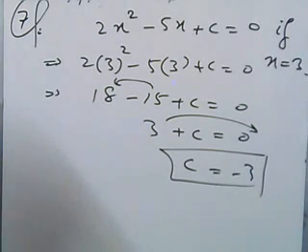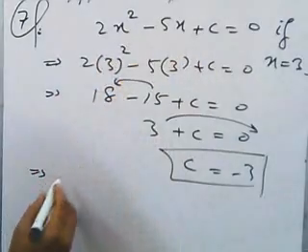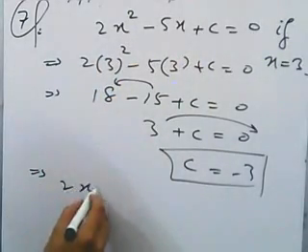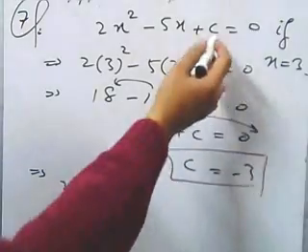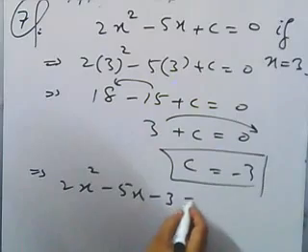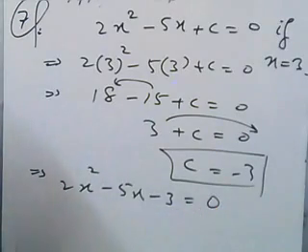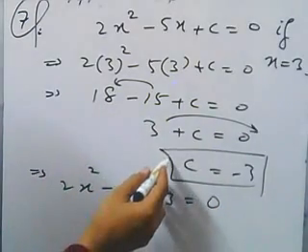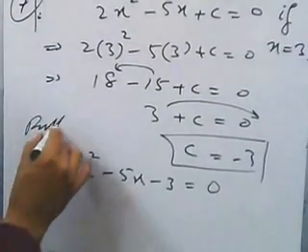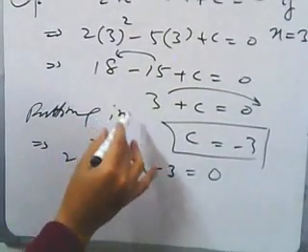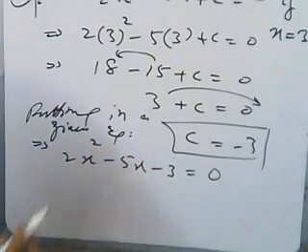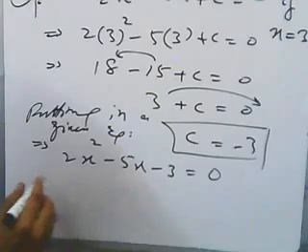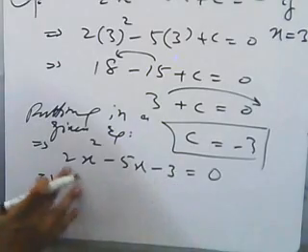So we have to find the other solution. The given equation is 2x square minus 5x, and putting the value of c here, minus 3 is equal to 0. So putting in the given equation, the equation becomes this. We have to factorize this.